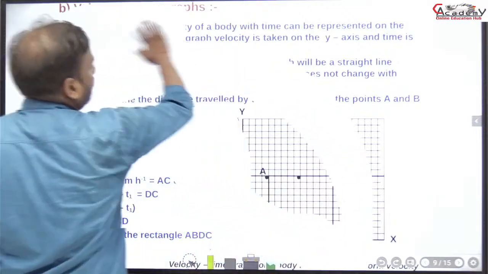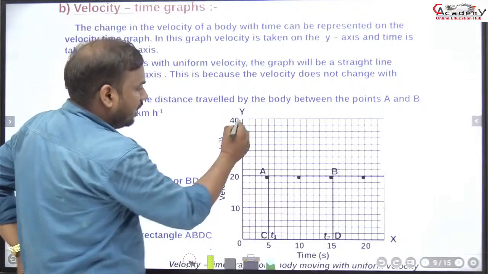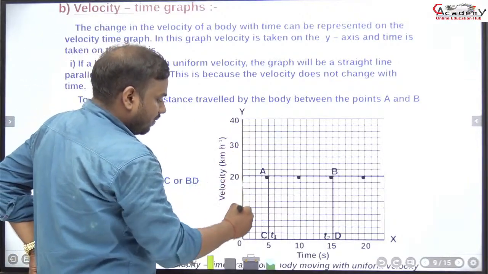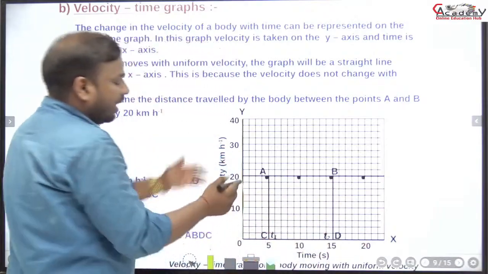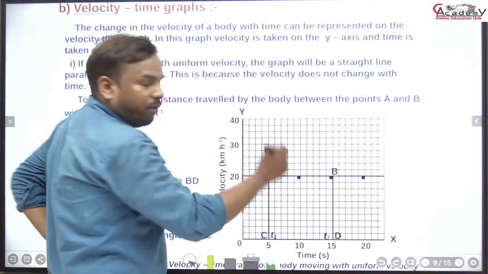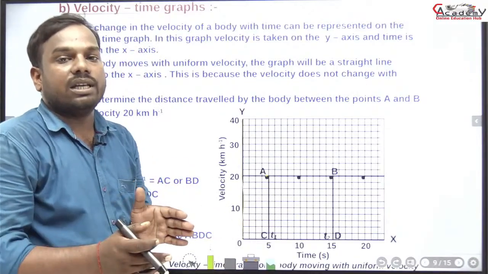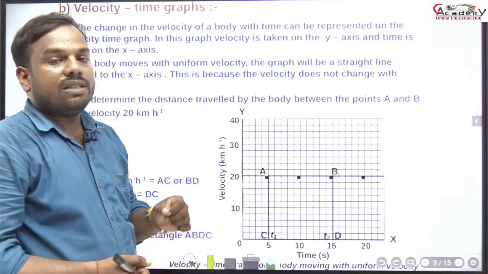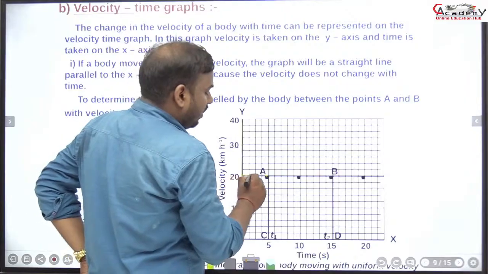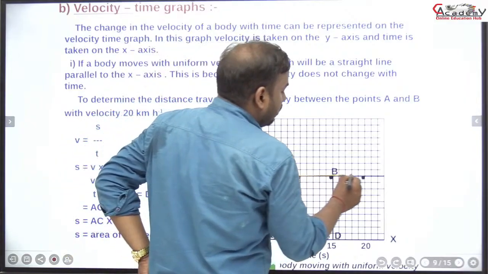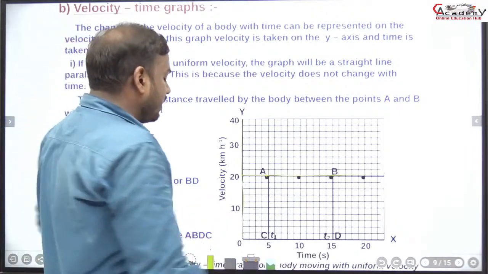Look here. Okay, that is the velocity: 0, 5, 10, 15, 20. That's the point A. If a body moves with uniform velocity, uniform velocity means the velocity will not change, then we get a straight line parallel to the x-axis.